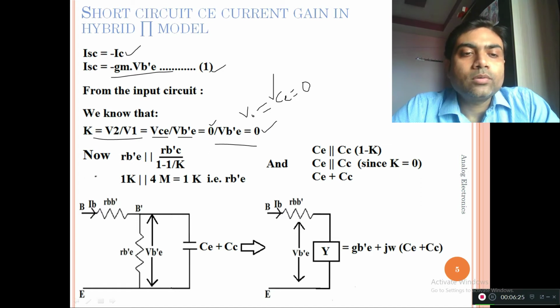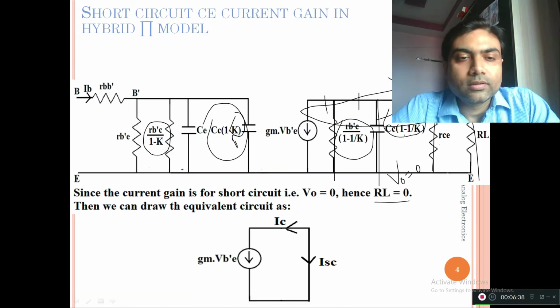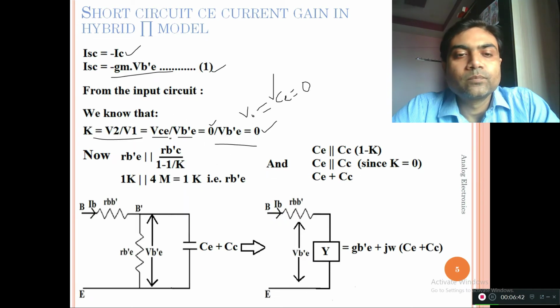Now we are solving the input side first. From the input side, we can see RB'E is in parallel with RB'C upon 1 minus 1 upon K. Since K is 0, ultimately RB'E is in parallel with RB'C. What is the value of RB'E? This is the standard value which we have discussed in the first lecture of high frequency amplifier, and that is 1 kilo ohm. And RB'C has the value of 4 mega ohms.